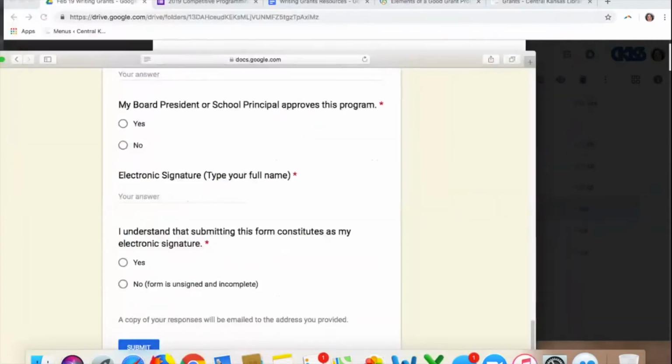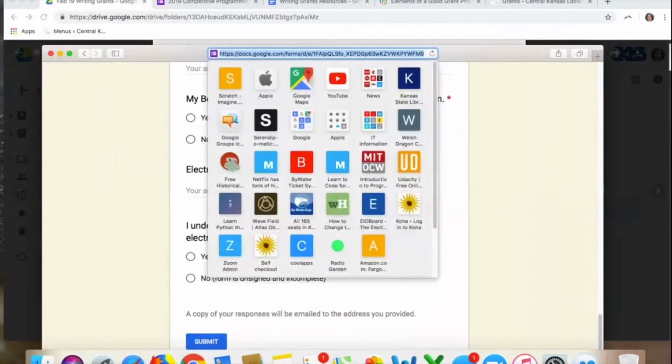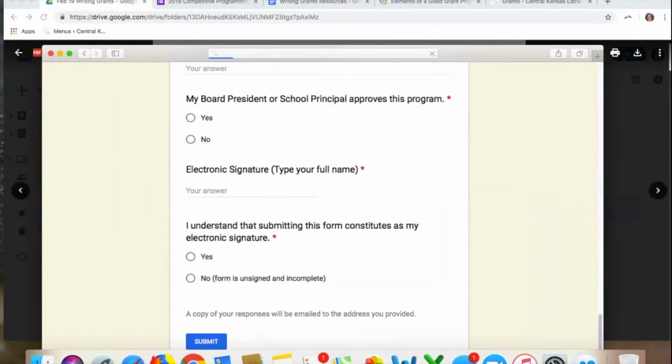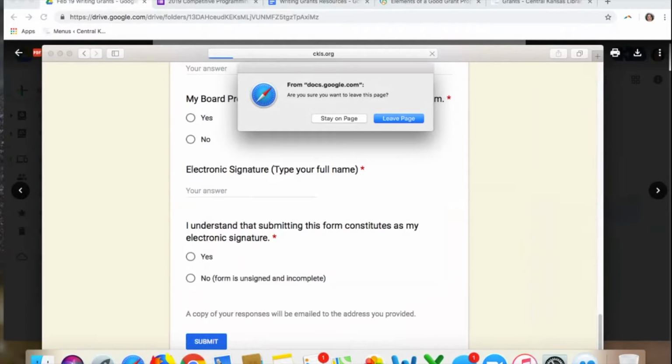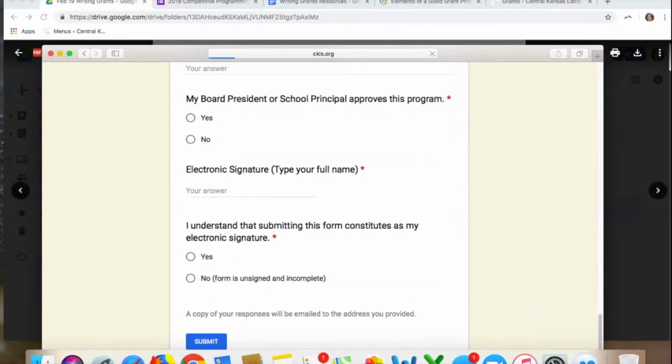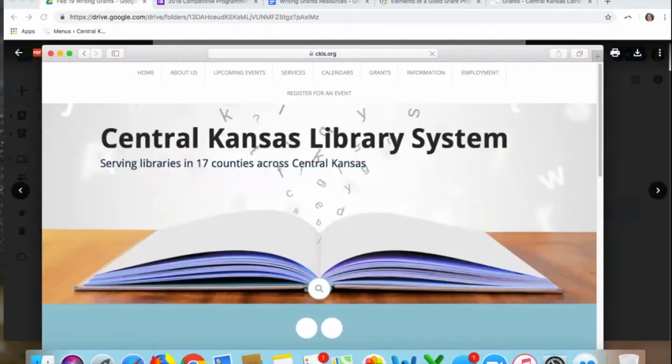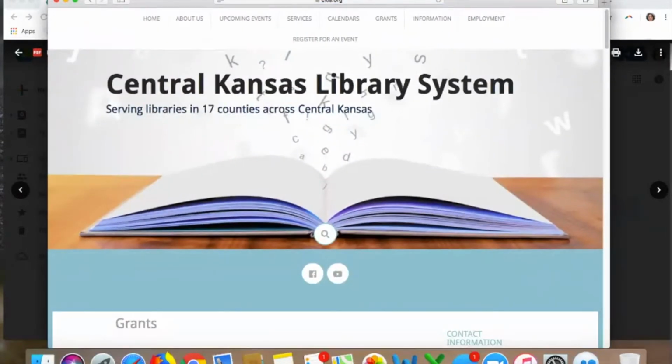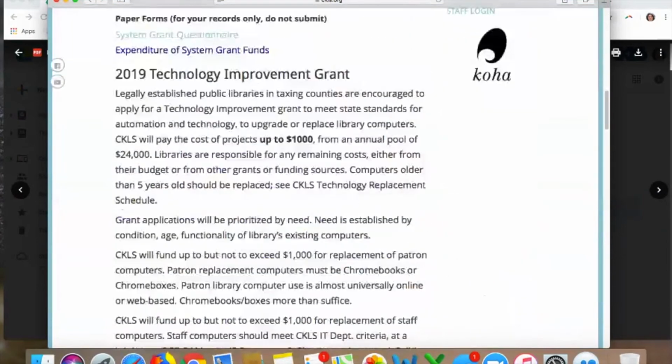Okay. And I think I'll show you the technology grants one because it's a little bit different. Any questions so far? Have I forgotten to mention something?